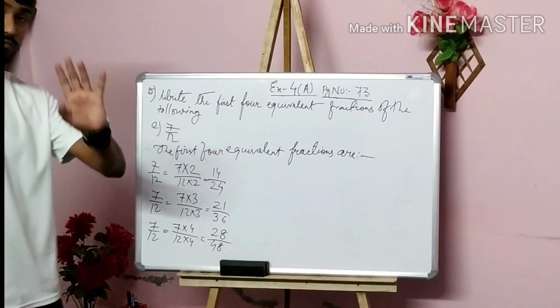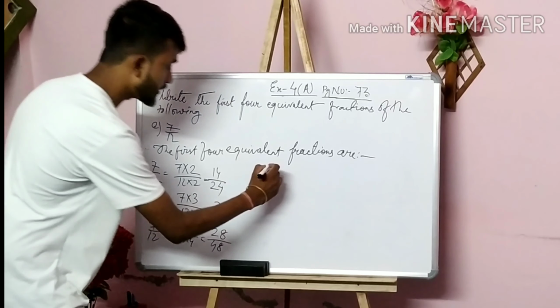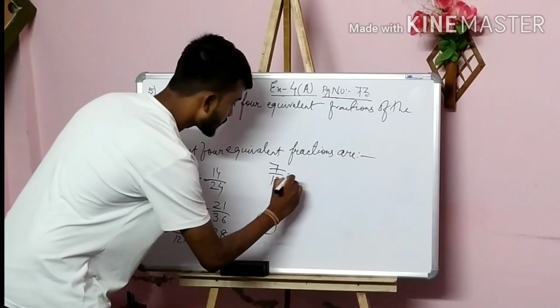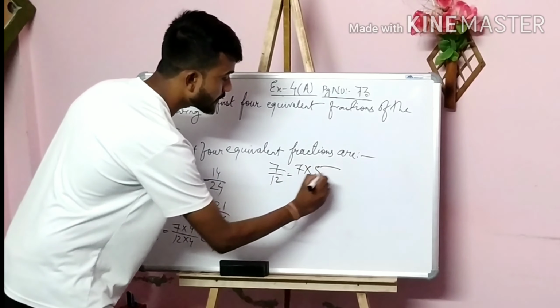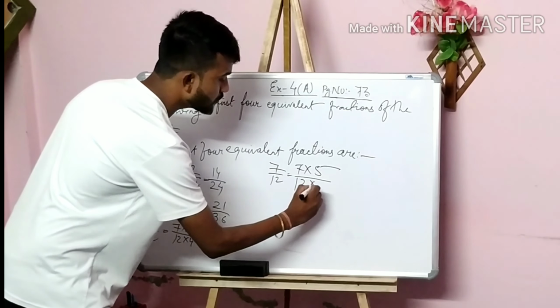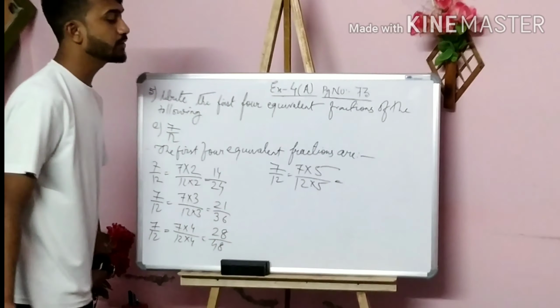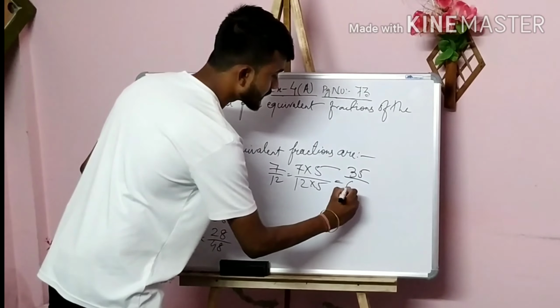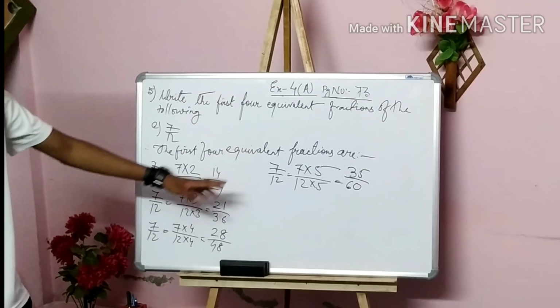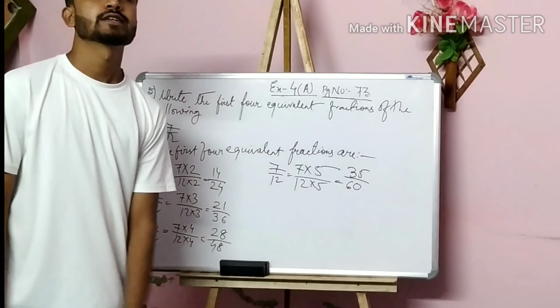How many have we got? 1, 2, 3. One more we have to find. I am writing it here. 7 by 12 is here. So 7 into 4 was there already, so we have to multiply with 5. 7 into 5 and 12 into 5. So 7 5s are how much? 7 5s are 35 and 12 5s are 60. So what we have got is that 7 5s are 35 and 12 5s are 60.